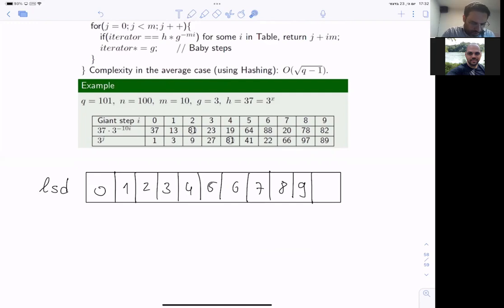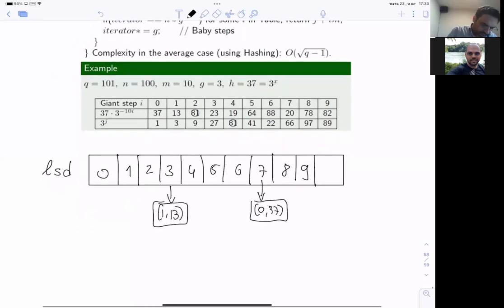Now, I go, the first step is this one. So I put it here. Now, of course, I remember the I that brings me to here because I need it. So here I keep it 0 and 37. And then I see 13. I put it here. It's 1 and 13. And then I have 81. It's here.